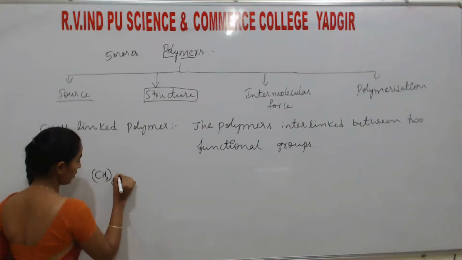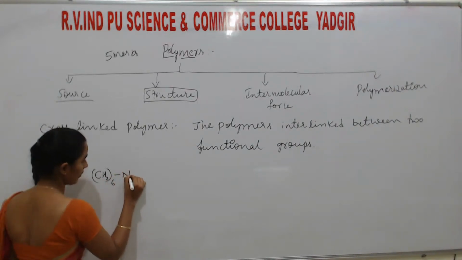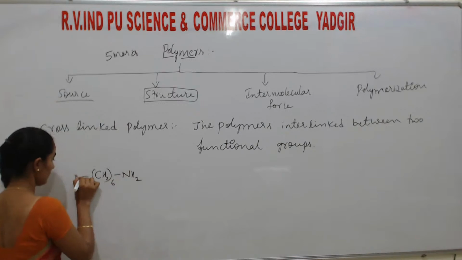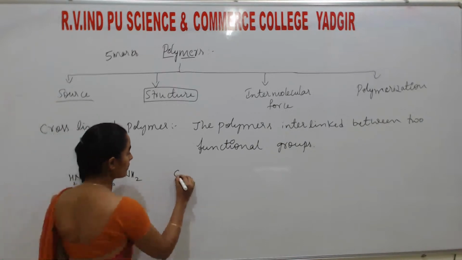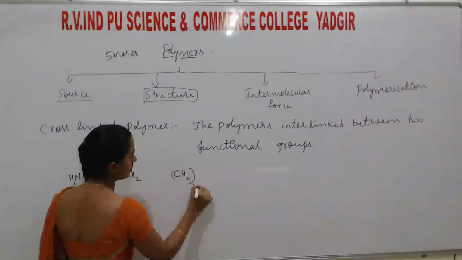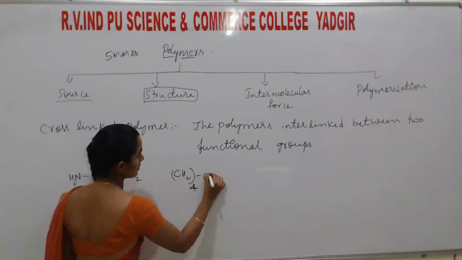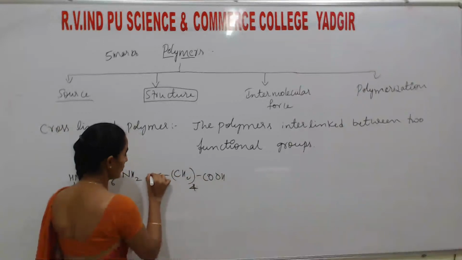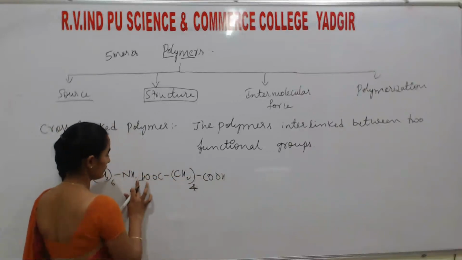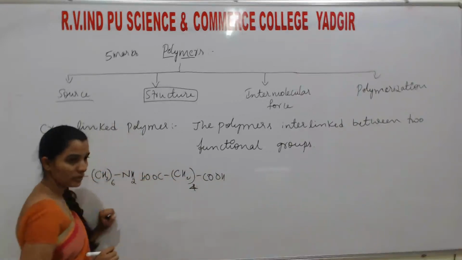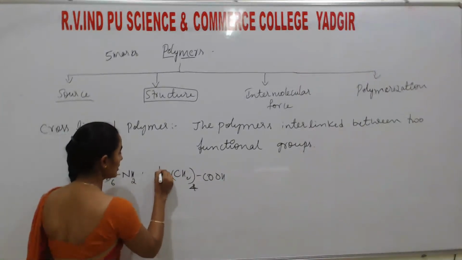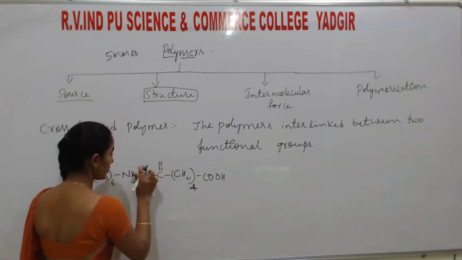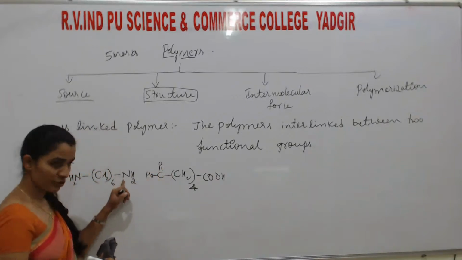Okay, this is hexamethylene diamine. The NH2 group reacts with adipic acid. That's CH2 four times, then COOH. Okay, students, you know here COOH is written as C double bond O, OH. Here the NH2 group is there.